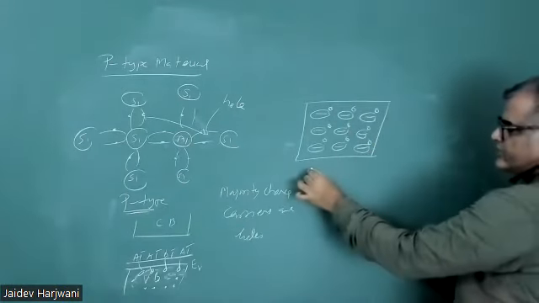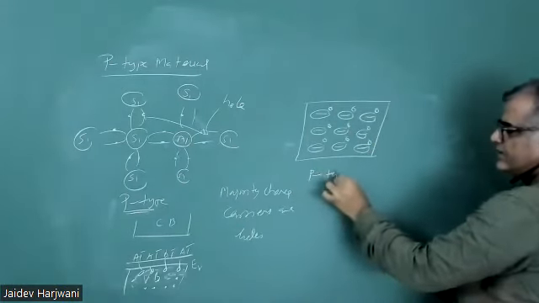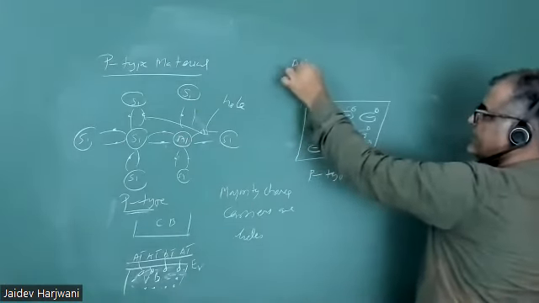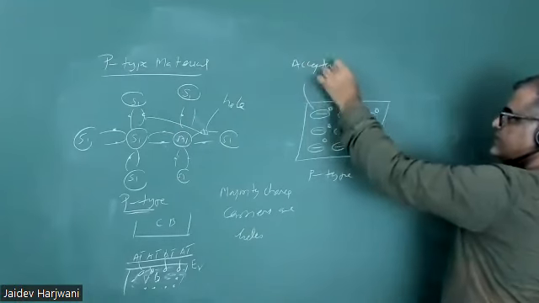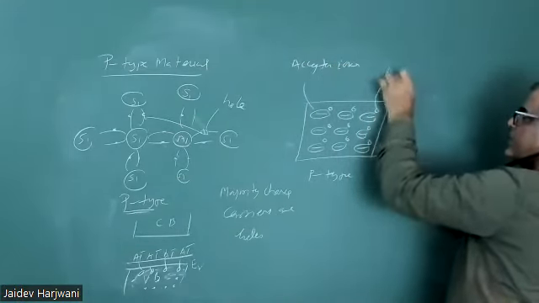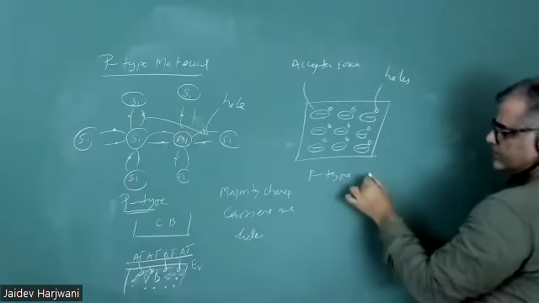तो दिस इज द रिप्रेजेंटेशन ऑफ ए पी टाइप मटेरियल. ओके, पी टाइप मटेरियल. सो दिस इज द एक्सेप्टर आयन. These are acceptor ions. Okay, and these are holes. Okay, this is the p-type material.